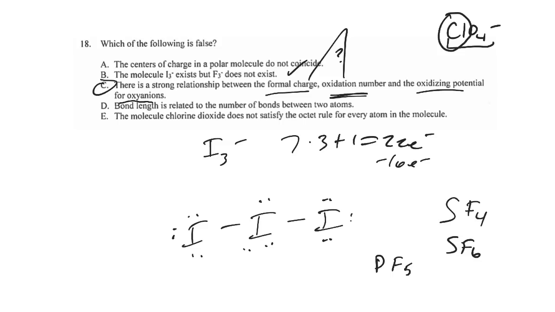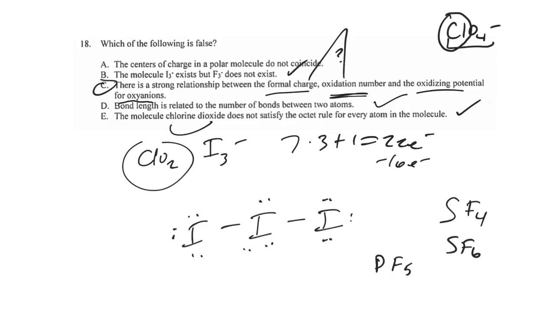But anyways, moving on, bond length is related to the number of bonds between two atoms. Yes, so a double bond is shorter than a single bond, shorter than a triple bond. So D is definitely a correct statement. E, the molecule chlorine dioxide does not satisfy the octet rule for every atom in the molecule. I just happened to use that in an example earlier, but an odd electron count would not be able to satisfy the octet rule by the standard Lewis structure rule, so that would be a correct statement.